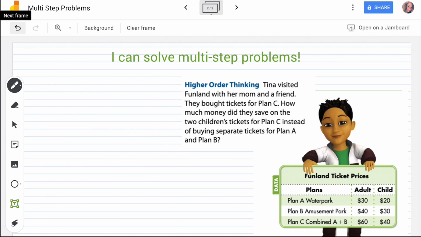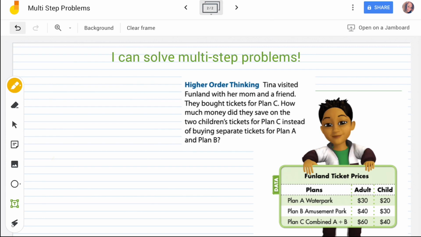Now let's take a look at a different problem. Tina visited Funland with her mom and a friend. They bought tickets for Plan C. How much money did they save on the two children's tickets for Plan C instead of buying separate tickets for Plan A and Plan B? There's a lot of information in this problem. Let's go back and take an additional look.